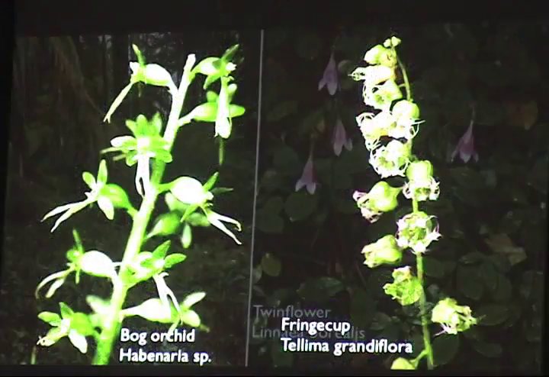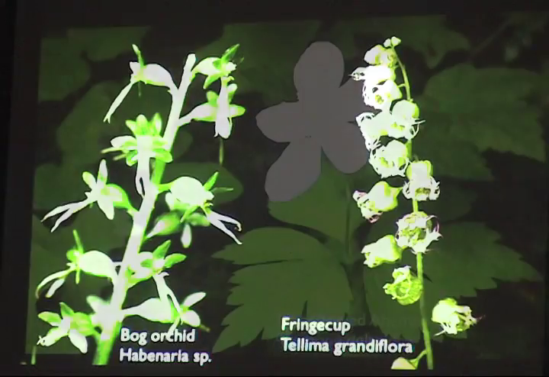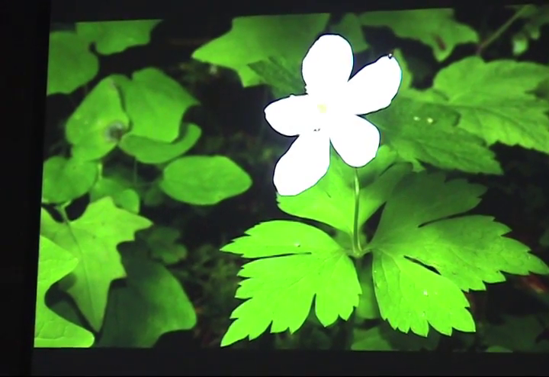Countless absolutely fabulous plants on the forest floor. In moist places, the bog orchid has an area, and in somewhat moist places as well. Fringe cup, again, a more midsummer flower, three-leaved anemone. Got a whole series of them here.